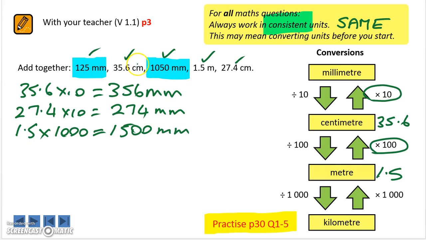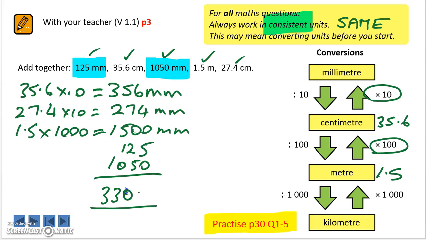So then we add up the ones that we didn't have to change before. And if we add them all together, we come up with 3,305 millimetres. So what I'd like you to do now is practice on page 30, question 1 to 5.